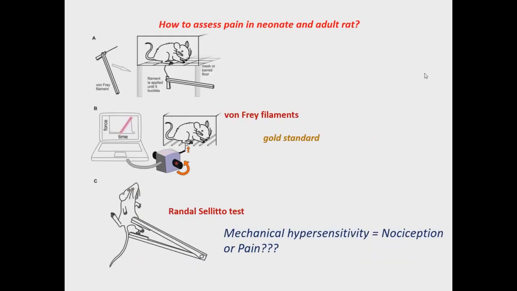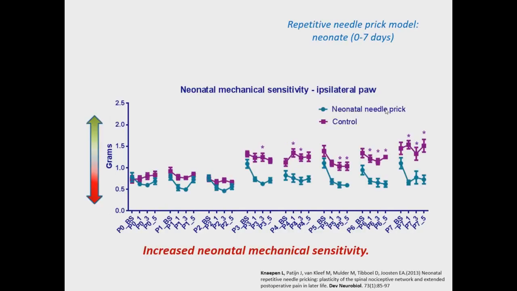To assess pain in rats, we use the von Frey filaments, which is a kind of paw withdrawal threshold. You can imagine that if a rat has a lower von Frey response, or smaller filaments are needed to induce this paw withdrawal, then we consider that the rat has more pain. That's an issue in itself. So mechanical hypersensitivity is the major outcome, whether that is nociception or pain. I won't go into detail on that. We discussed that yesterday, and if you have questions, you can come to me afterwards.